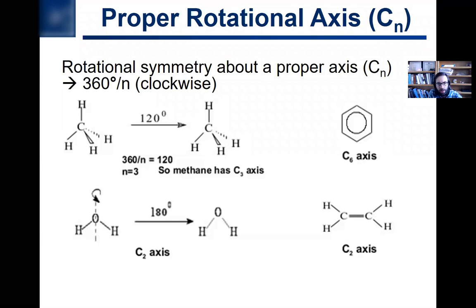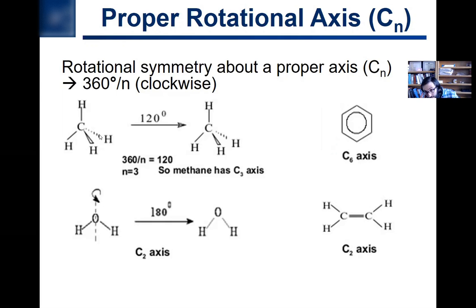The first that we're going to go over is the rotation, the so-called proper rotation, or rotational axes. This is just a normal rotation. It's given the nomenclature Cn, where you're doing a clockwise rotation, defined as 360 degrees divided by n. So look at methane, for example.